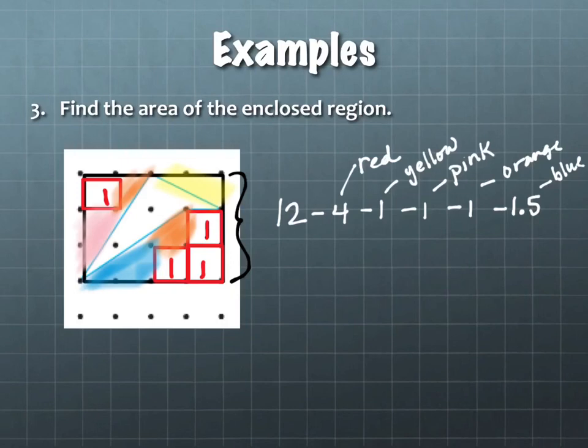So if I take 12 and I take away 4, 1, 1, 1, and 1.5, what do I get? Anybody catch it? Yeah, 3.5. Again, it's square units because I don't have any measurements given.